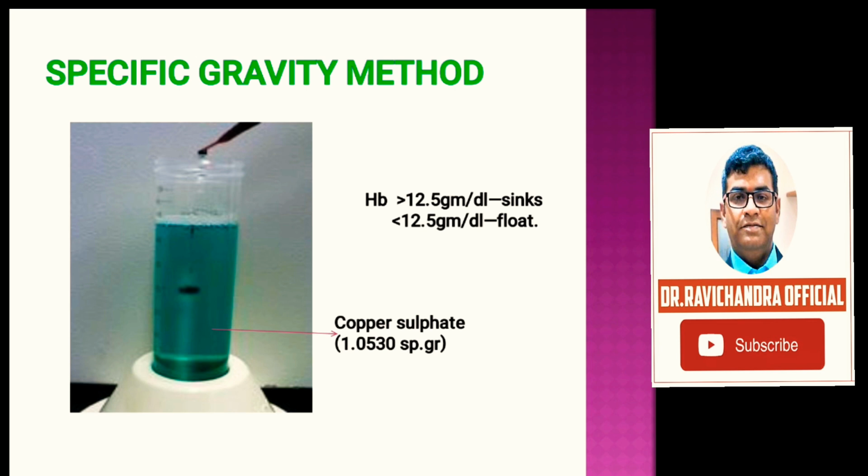And this is a picture showing the specific gravity method. Here the solution consists of copper sulfate with a specific gravity of 1.053. Hemoglobin more than 12.5 gram per deciliter: if a drop is kept in this solution, it will sink. If the hemoglobin is less than 12.5 gram per deciliter, the blood drop will float in the copper sulfate solution. With this, mass screening of blood donors is done.